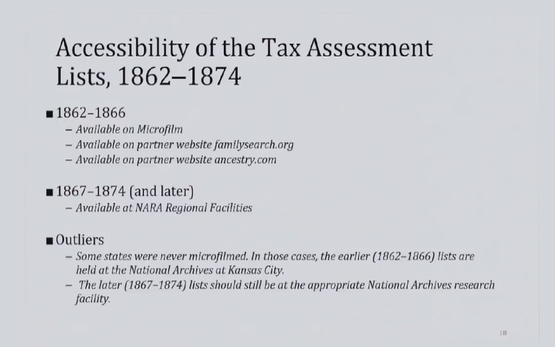For these records, as is the case with all digitized records, the National Archives will not pull the originals. The lists beginning in 1867 were sent to their corresponding regional facilities. And again, you can use the handout provided with this presentation to find out which regional facility you should contact. There are a few exceptions to this. Some states, such as Ohio, Wisconsin, and Massachusetts, were never microfilmed. In those cases, the earlier, meaning 1862 to 1866 lists, are held at the National Archives at Kansas City. The later lists, 1867 and after, should still be at the corresponding regional facility. Next slide, please.